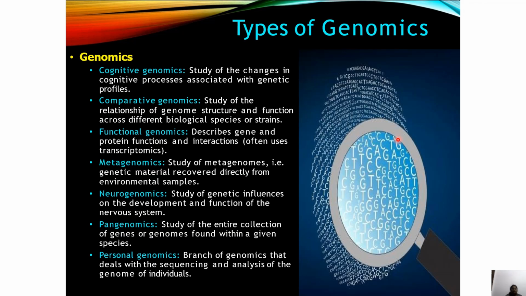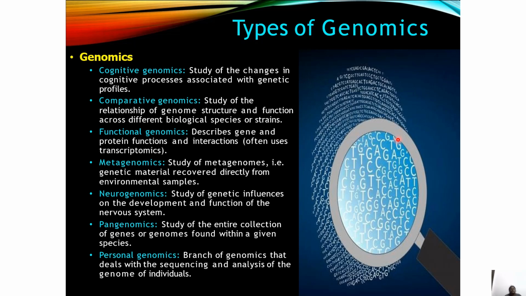Okay, so genomics, there are different kinds of genomics. Genomics is a study of basically the entire genome of the cell, right? So genome is like DNA. If it's a DNA containing organism, then DNA. If it's, for example, an RNA containing virus, RNA is the genome. So then RNA will be the genome.